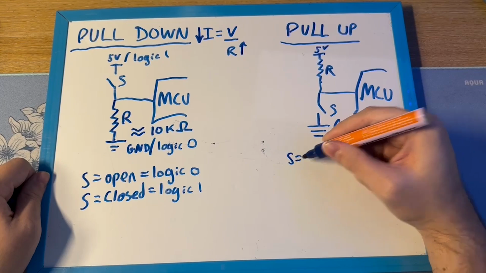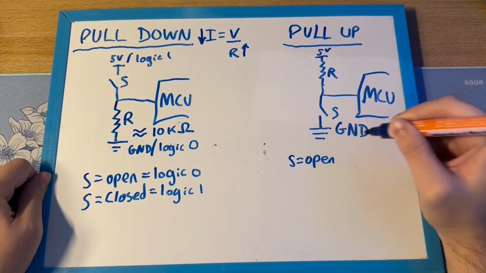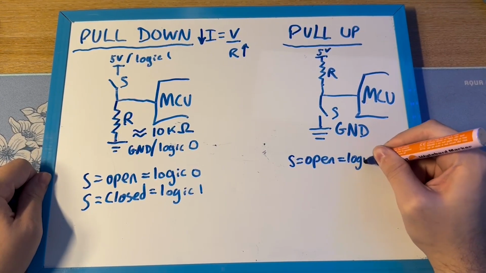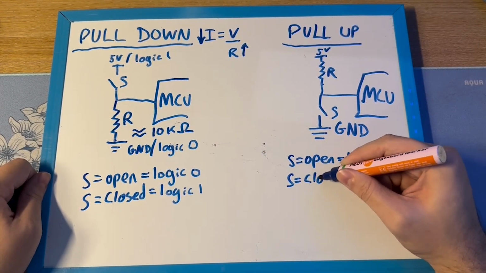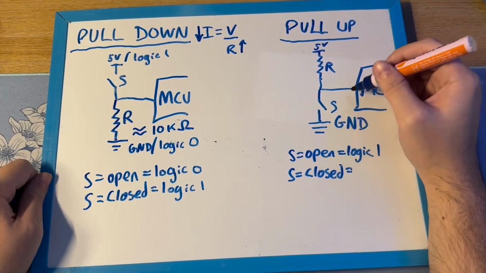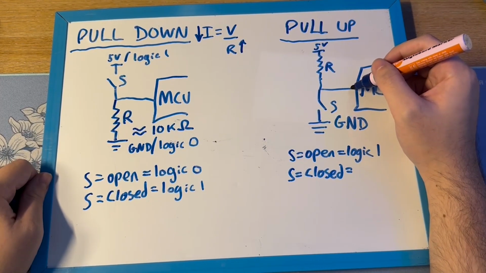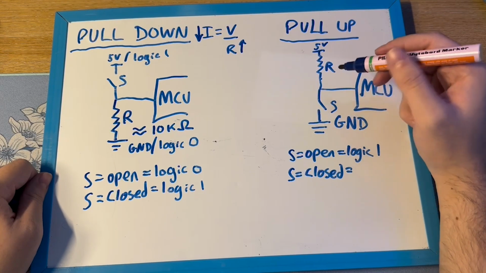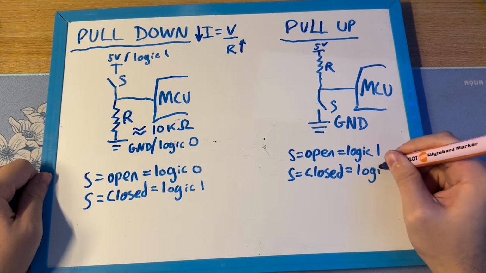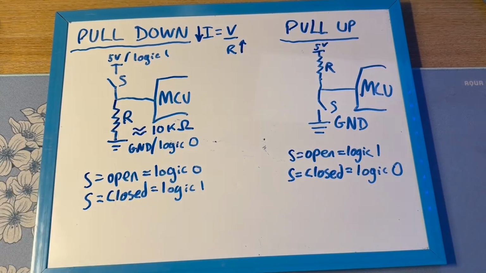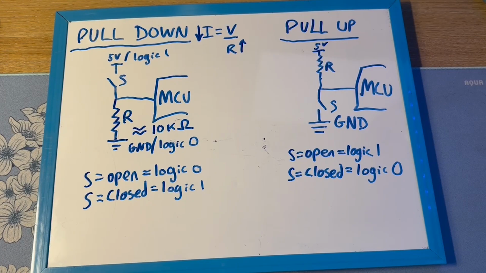So that means when the switch is open, we're at logic 1. When the switch is closed, the current will take the path of least resistance to ground, or logic 0. So that's the basic theory of pull up and pull down resistors. I hope that was of some benefit for your understanding. So now let's start programming on MicroPython.